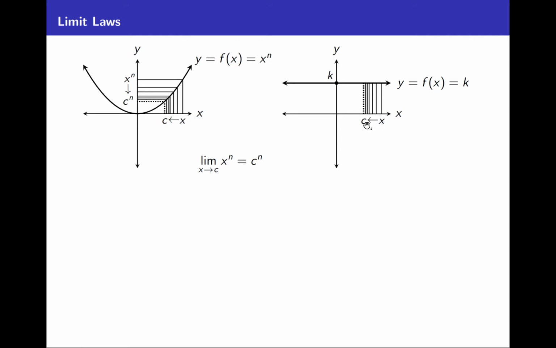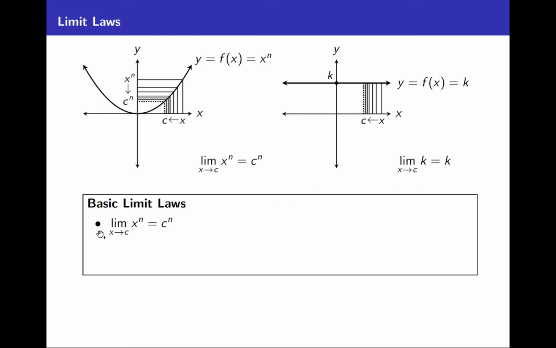And as x approaches c, f of x, you might say it's approaching k. It's actually already equal to k. But you definitely have the limit as x approaches c of k equals k. So the limit as x approaches c of a constant k equals k. And that's another limit law. So we're picking up a couple of limit laws now, and on the next several slides, we're going to look at other limit laws. And these will be very useful to us when we are computing limits.